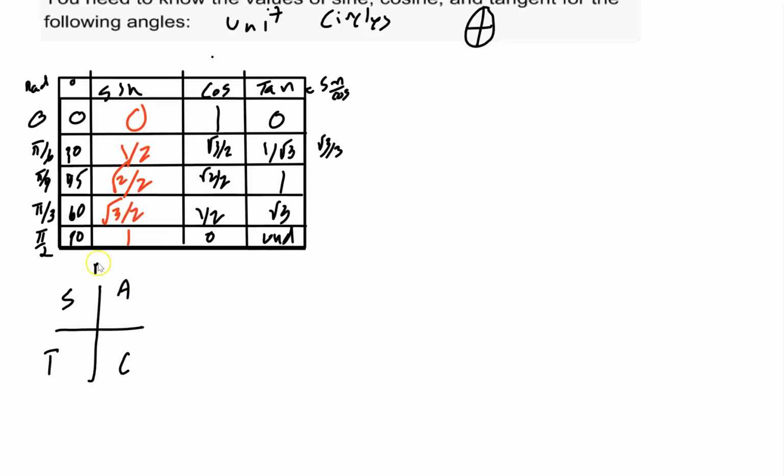Remember, this tells you where stuff is positive, and A stands for all. If I was asking where sine is positive, well, it's positive in A because all, and S stands for sine, so plus, and the other 2 have to be negative. So that's the idea.